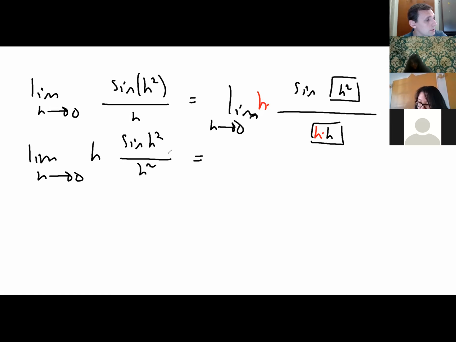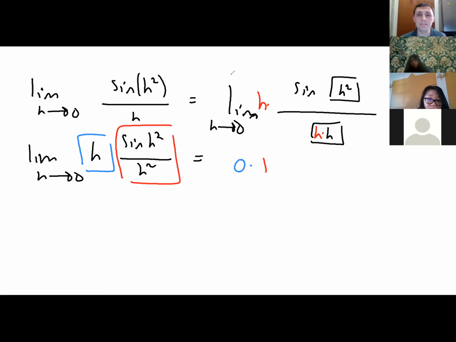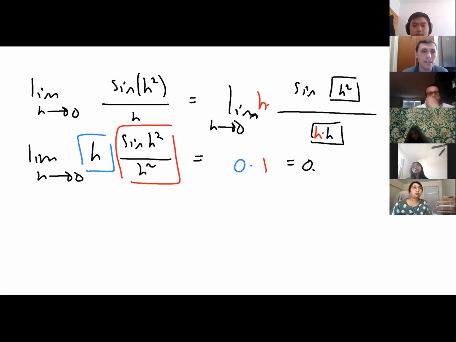And what do we get here? We get this part is going to 1. But this part is going to 0. So it's 0 times 1. And the answer is 0. Good? Easy, right?